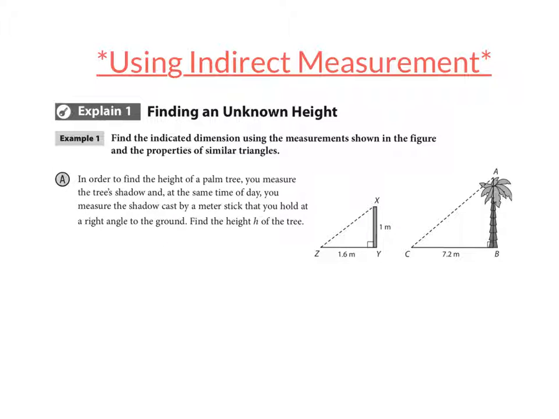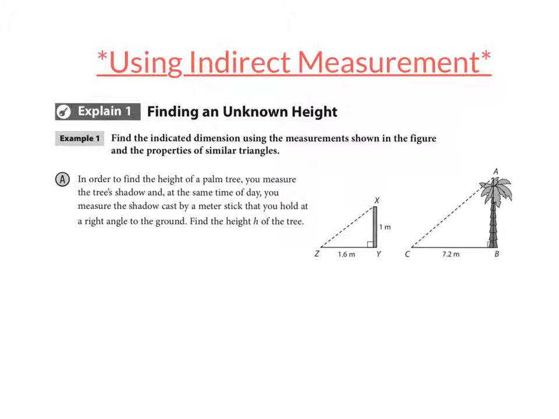All right, so the second part of this lesson is talking about how to use indirect measurement, which is just a way really to use similar triangles to measure things that are difficult to measure. So there are 3 different methods or types of ways that you could actually use these in real life. So the first one is finding an unknown height using shadows. So you can label that as using shadows.